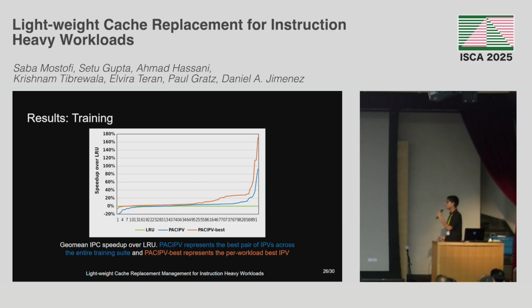So we pick the best IPV across the whole suite, and that's the performance that we get on the training set. But that's not that interesting because, of course, you train and test on the same thing and you get this high performance. That's not surprising. So let's see how it works on the testing set.